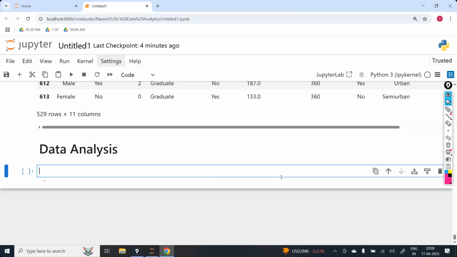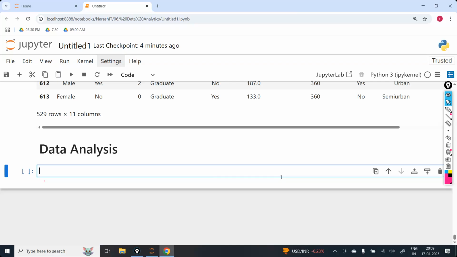Every day you will analyze something, something, something. On the last day, whatever you are going to confirm, that is data analytics. The entire data analysis is called data analytics. Is the point clear? Now let's start with step 4, called data analysis.